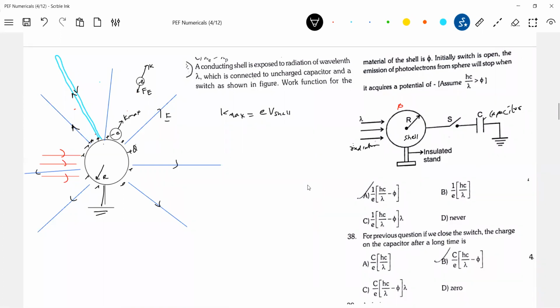So what is K max equal to? It is hc by lambda minus the work function. Now, for the previous question: if you close the switch, what is the charge on the capacitor after a long time?